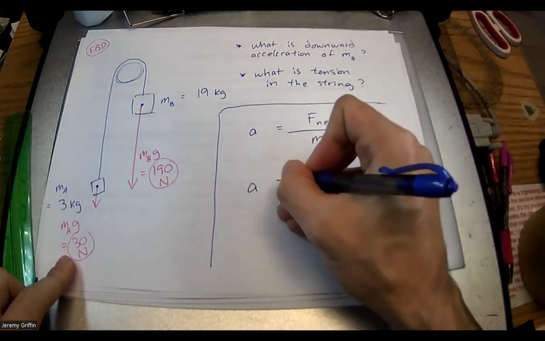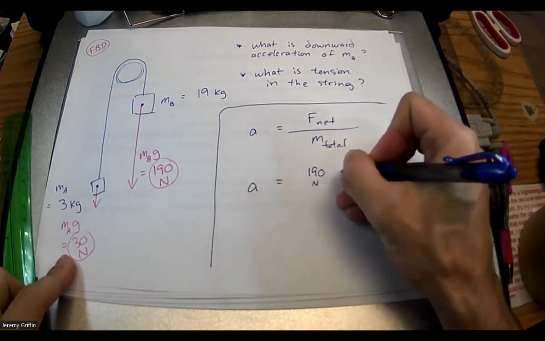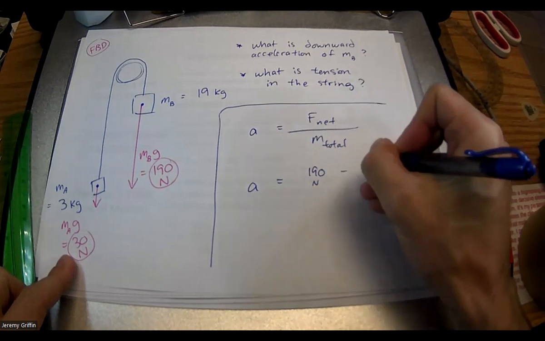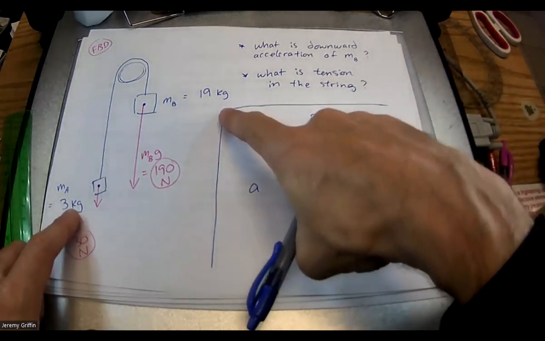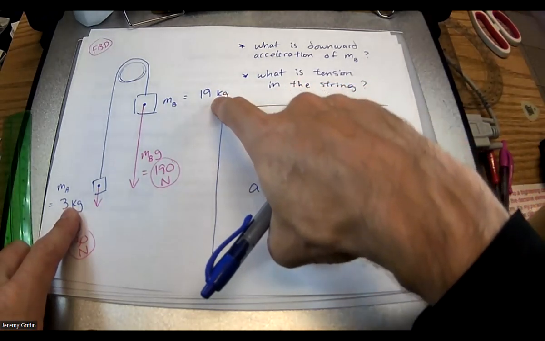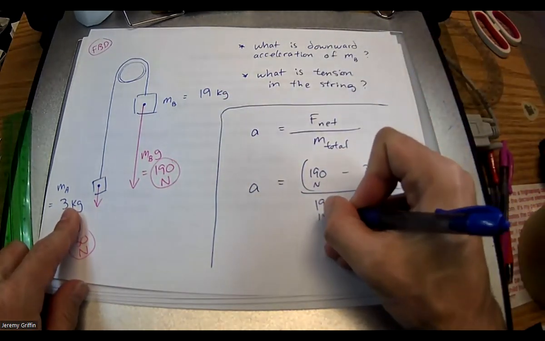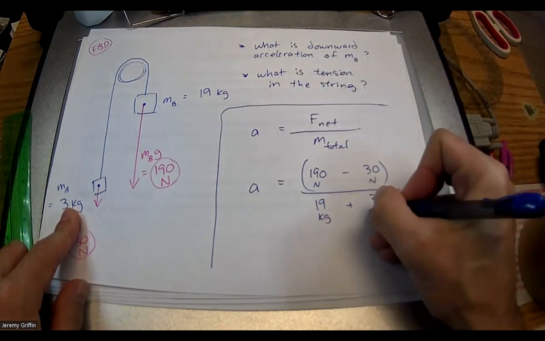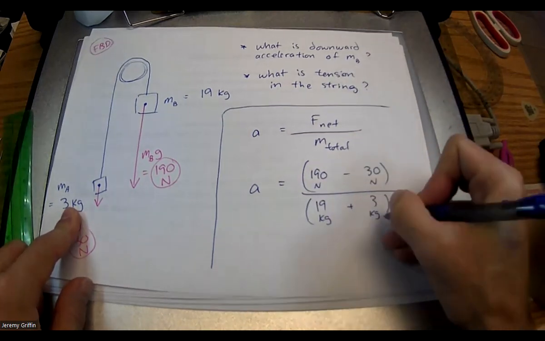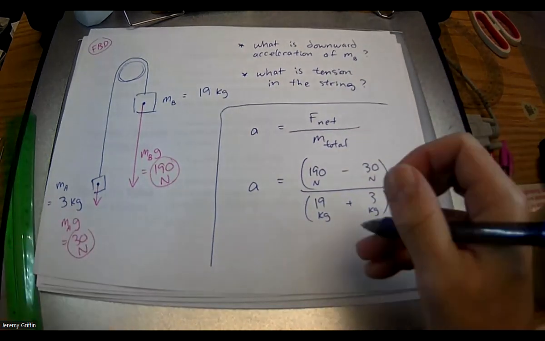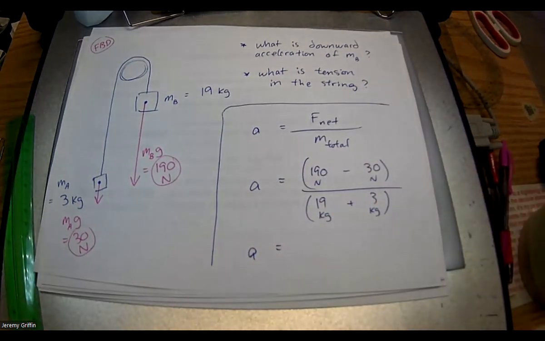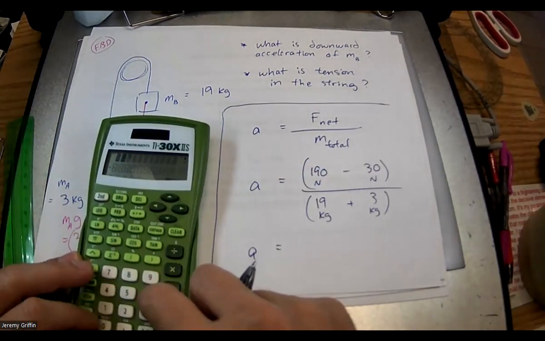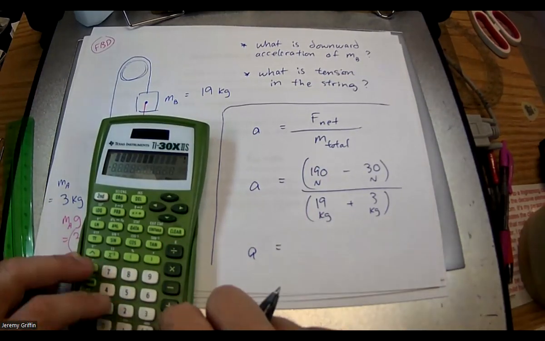Right, so acceleration is 190 newtons minus 30 newtons, acting on how much inertia? You guys see 19 plus 3 kilograms? You guys see that, right? Right. So there's 160 newtons acting on 22 kilograms.